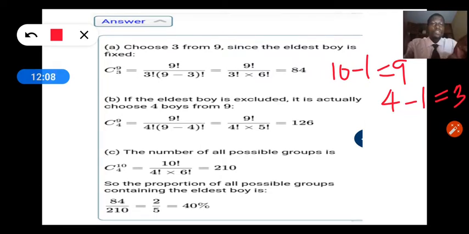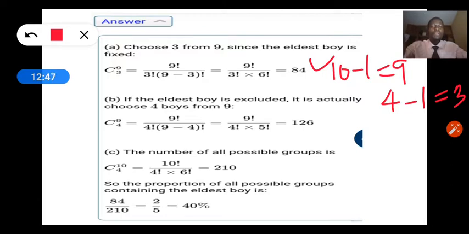Because they've given us a condition that the eldest boy is fixed and sure to be there, he will not be part of the 4. So we only talk about selecting the remaining 3. If I simplify that, I'll have 9 factorial over 3 factorial times 9 minus 3, which gives us 6 factorial. Simplify, and you have your answer. That should be very simple for anybody to do. If the eldest boy is excluded, it is actually choosing 4 boys from 9. We now want to choose 4 boys from 9.